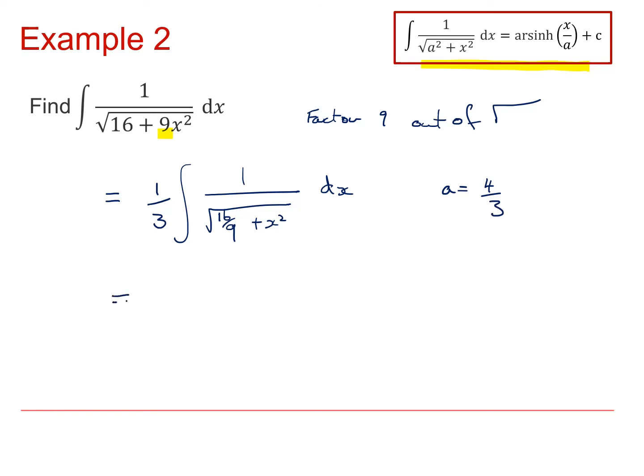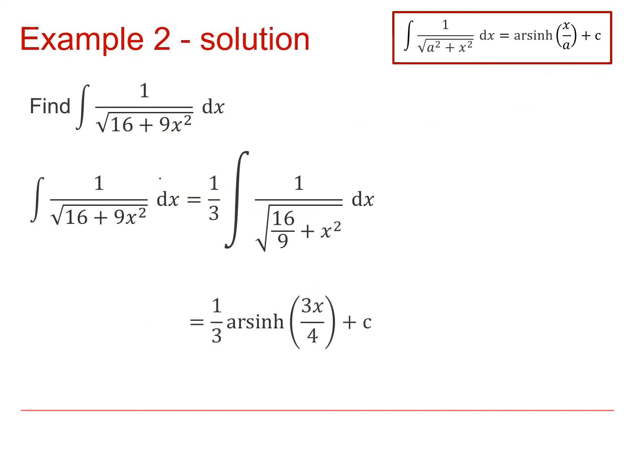And so this becomes just simply 1/3. Don't forget your 1/3 outside the integral here. arsinh x over a, so that's going to be 3x over 4 plus a constant because we've no limits. There's that written up so that you can read it a little bit more easily, and here you can see there's the 9 being taken out of the square root, which comes out as a 3, and then we just apply the standard form to this to get our result.